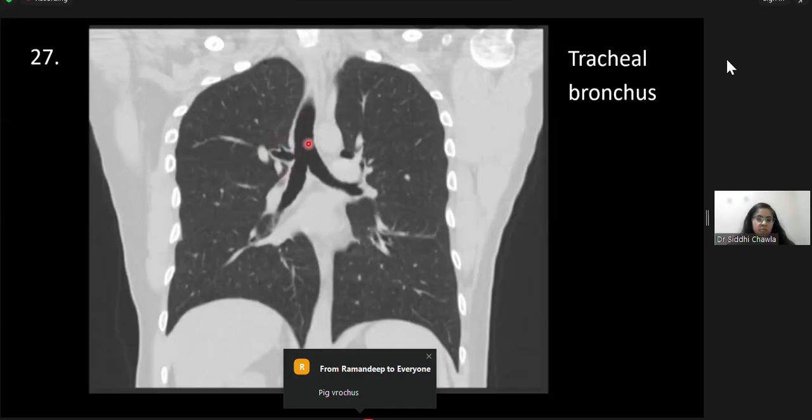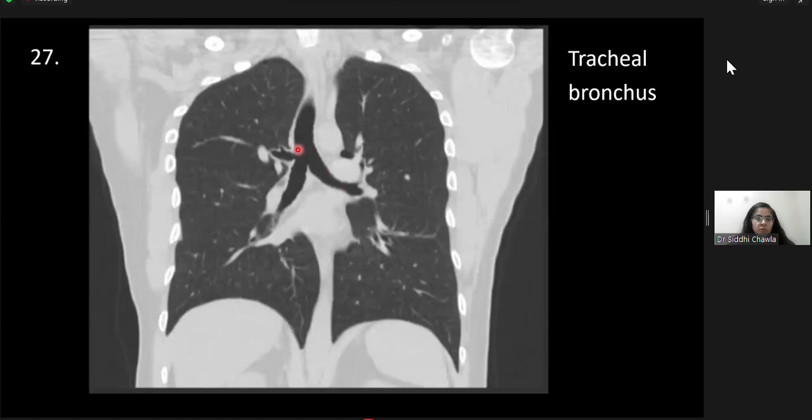The bronchus normally on the left side has a left upper lobe and left lower lobe bronchus. On the right side, there is a right upper lobe and a right lower lobe with the right middle lobe. So there is a bronchus intermedius which gives a right middle lobe and the lower lobe. And we have a separate upper lobe, and this is basically a tracheal bronchus. You can see that the bronchus is arising separately from the trachea and is supplying the right upper lobe. So this is a tracheal bronchus.